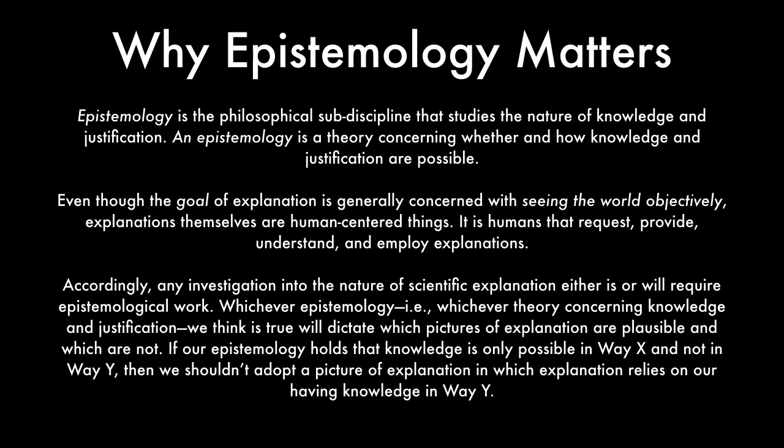If our epistemology holds that knowledge is only possible in some way, call it way X, and not possible in some other way, call it way Y, then we shouldn't adopt a picture of explanation in which explanation relies on our having knowledge in way Y, the way our epistemology says is impossible.